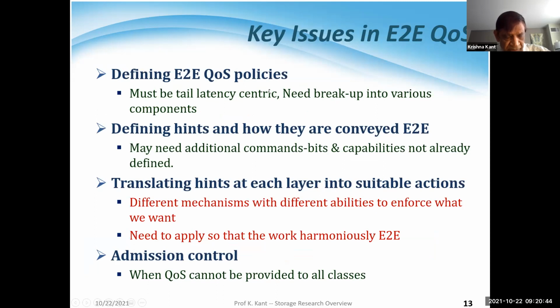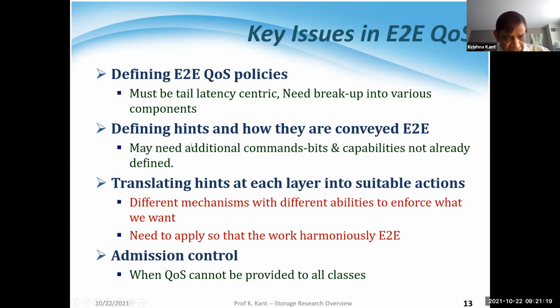So first of all, there is a question of how do you define the policies? And obviously the policies need to be tail latency centric. We're no longer talking about average latency because it's the tails that matter. And then obviously, if you're going to specify the tail latency, you need to specify the tail latency contribution for every portion and how it all composes together so that you get the overall tail latency that's acceptable to the application.